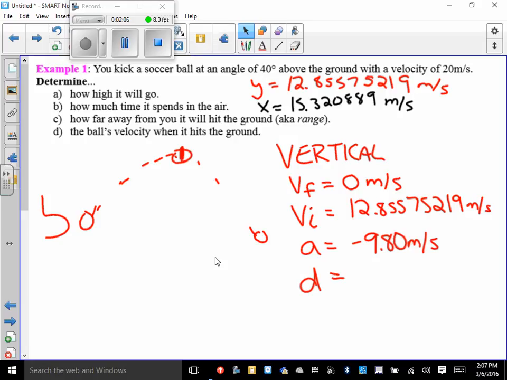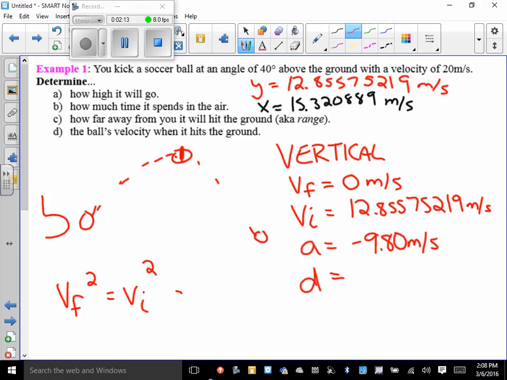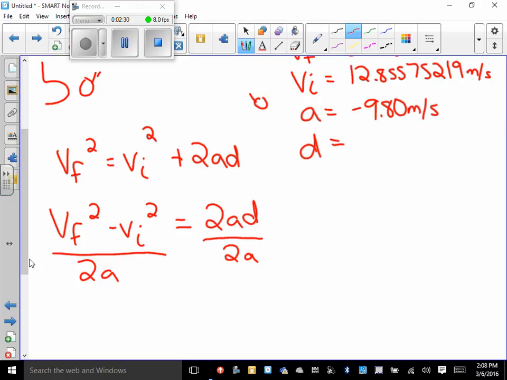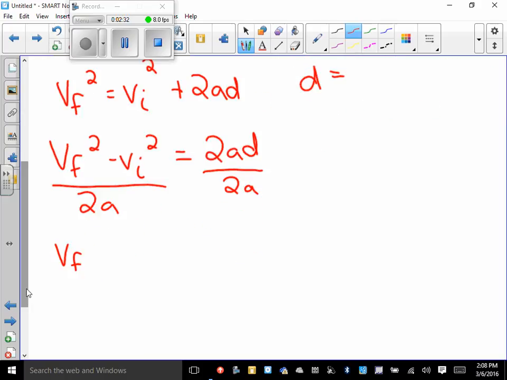The formula I'm using is v final squared equals v initial squared plus 2 times acceleration times displacement. I want to get displacement by itself. I'm going to subtract v initial squared, and then divide both sides by 2 times the acceleration. So v final squared minus v initial squared, over 2a, equals just my displacement.